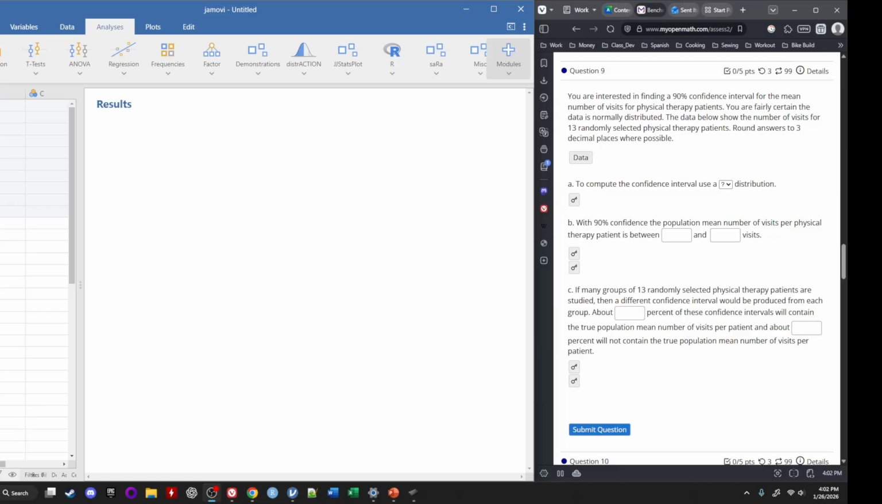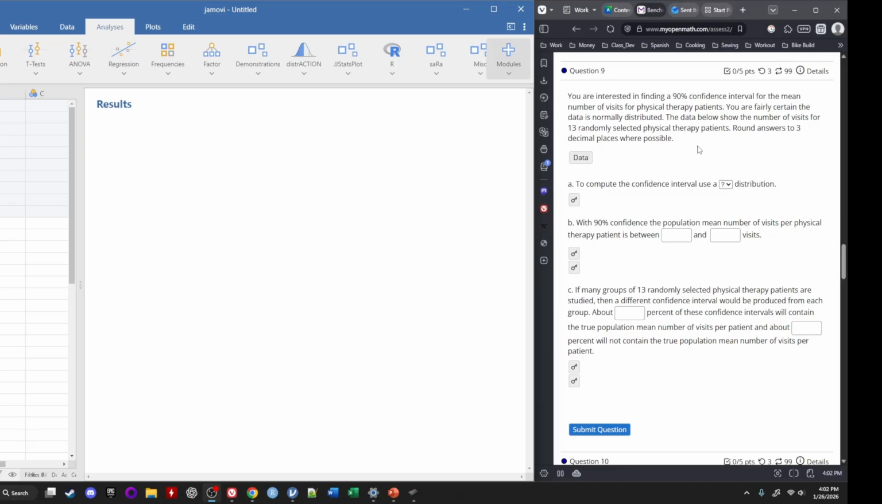So when we get a problem, let's say that we're interested in this problem. It says you are interested in finding a 90% confidence interval for the mean number of visits for physical therapy patients. You are fairly certain the data is normally distributed. The data shown below is the number of visits for 13 randomly selected physical therapy patients. Round the answer to 3 decimal places where possible.